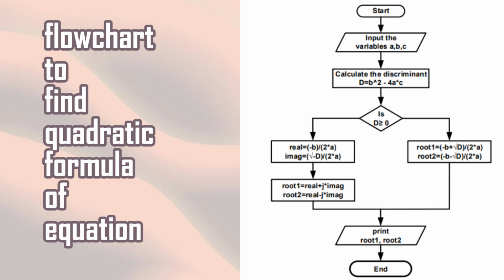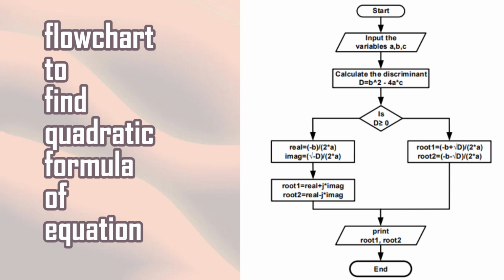The next one is the condition or decision, in which the computer has to find the answer in yes or no. So we have to find whether d is greater than or equal to 0. If d is greater than 0, we are going to find the real and imaginary numbers, and if it is negative, we have to only find root 1 and root 2.